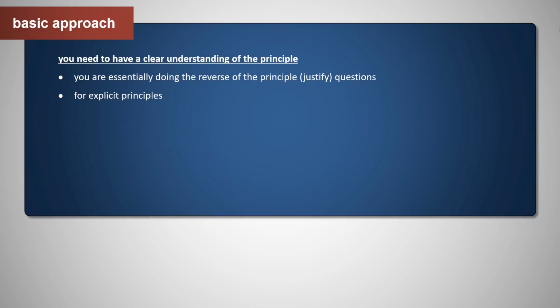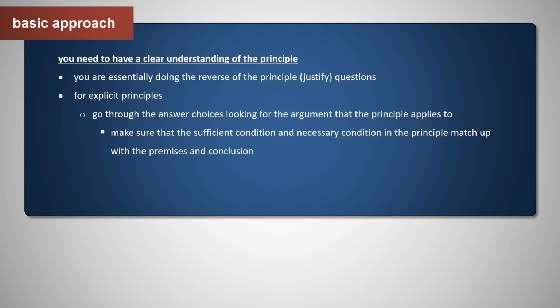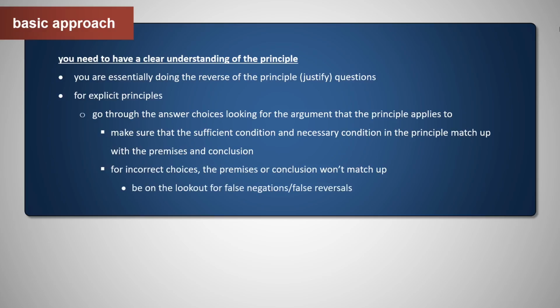And also, go through the answer choices looking for the argument that the principle applies to. So you have to make sure that the sufficient condition and the necessary condition, as I mentioned, in the principle match up with the premises and the conclusion. For the incorrect choices, the premise or the conclusion won't match up. And once again, you want to be on the lookout for false negation and false reversals. So that's for ones where you have explicit principles. You're basically just doing the reverse. You're identifying the principle and then matching up the premises and conclusion with the answer choices.